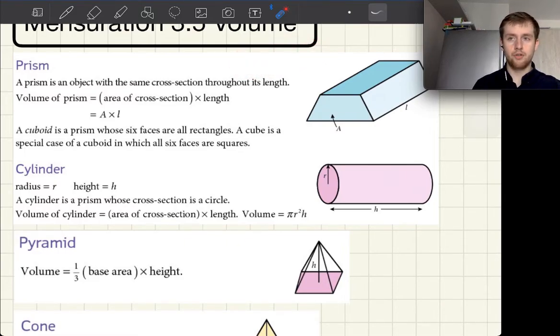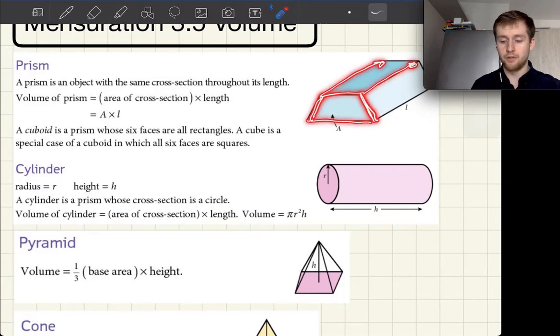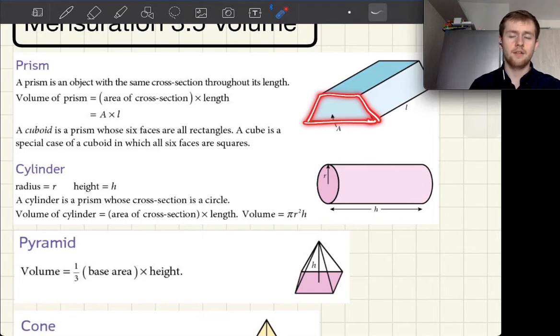So the general formula for a prism is area of cross-section. In this case, this is the cross-section. The cross-section is this 2D shape which, when elongated, forms the prism, like here in this case. In this case, the cross-section is the trapezium, but again, as I've told you, it can be anything. And basically, the volume of a prism equals area of cross-section times length. So as long as you know how to find the area of cross-section, you are basically covered, right?